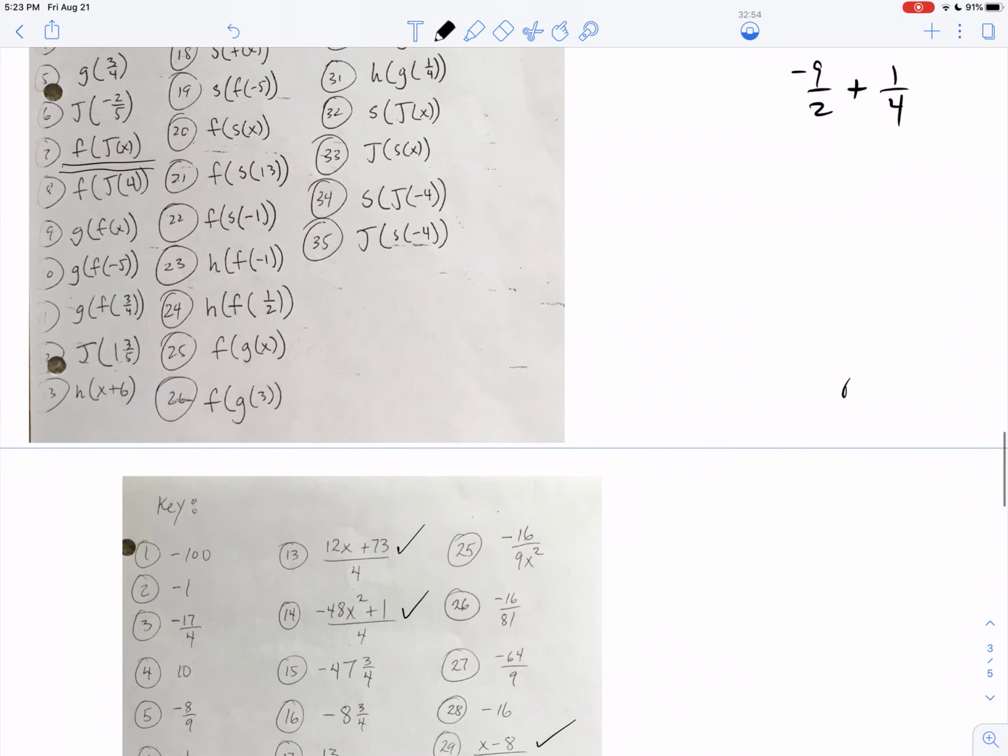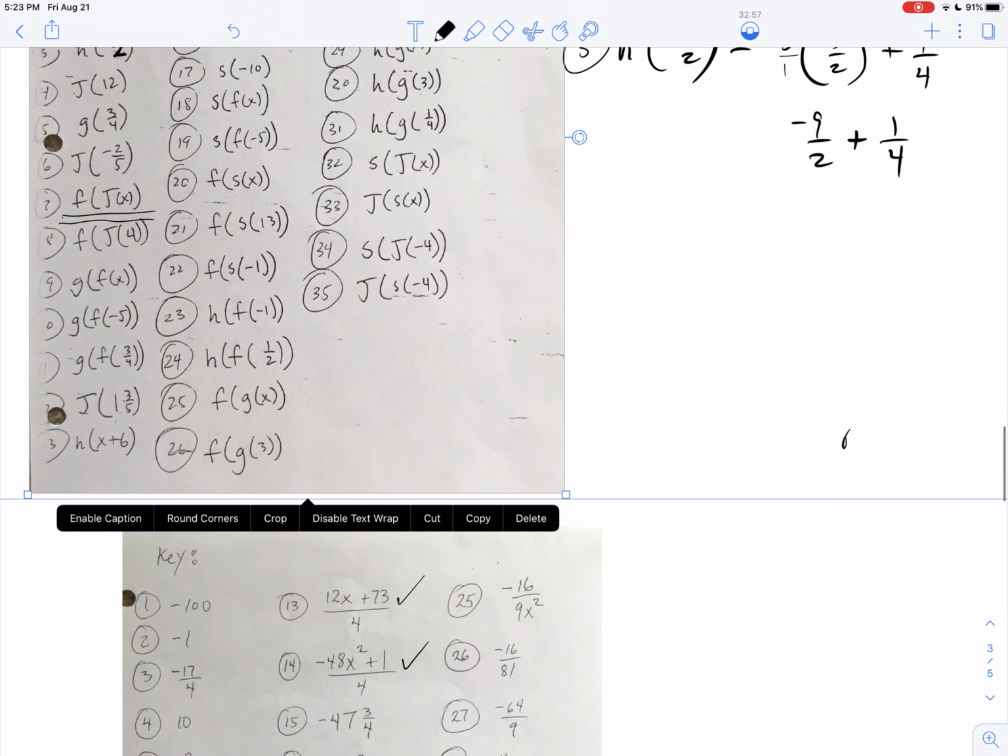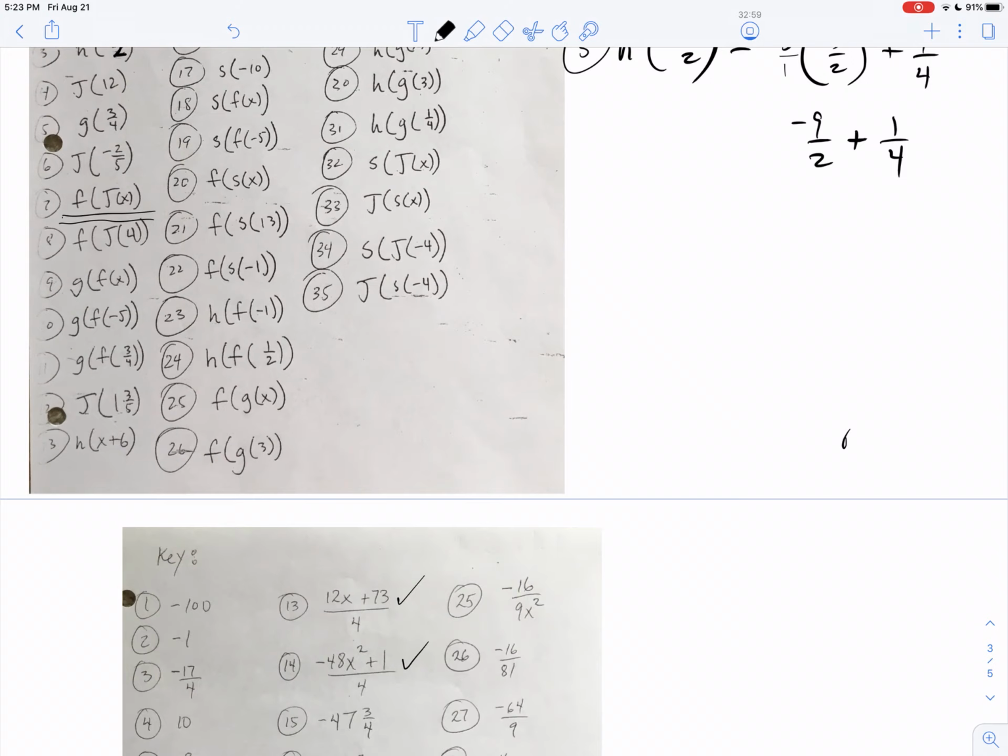Then, when you get to problem 8, it says, what's f of j of 4? Well, that means you have an option. You could either plug 4 into your new function, or you could do a two-step approach. Whichever way is easiest on your mind, please do it that way.